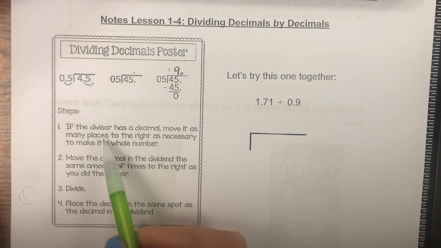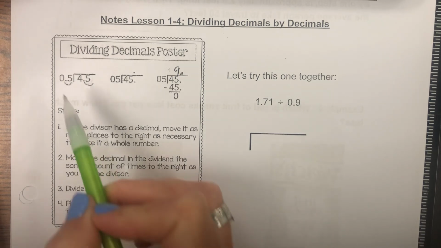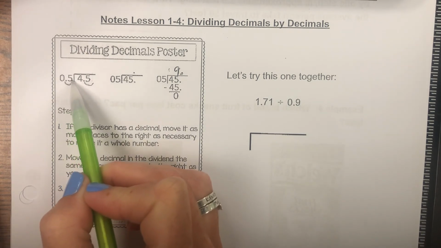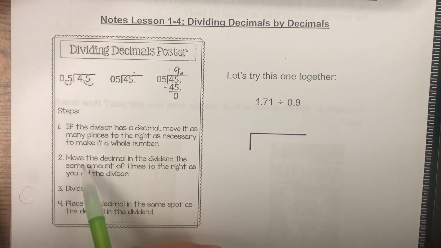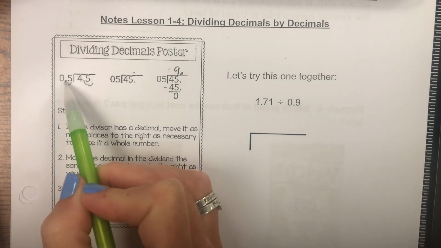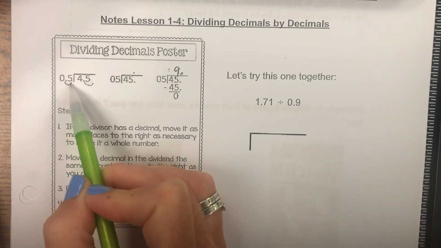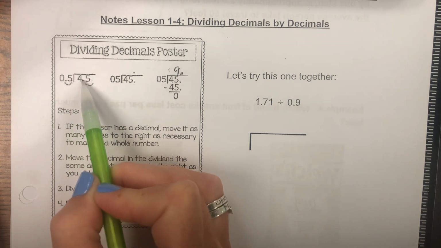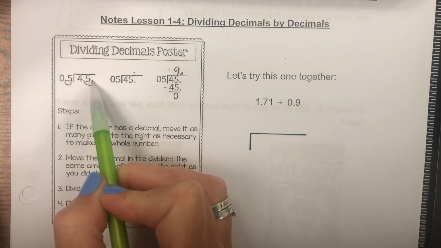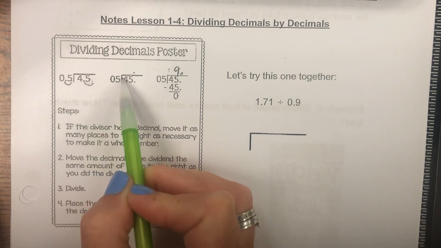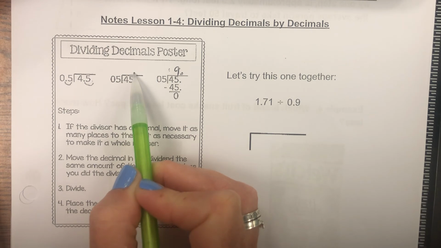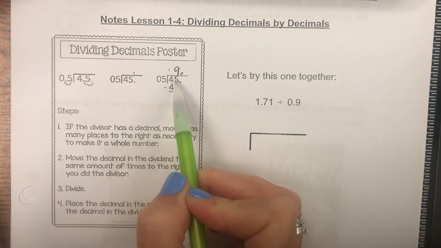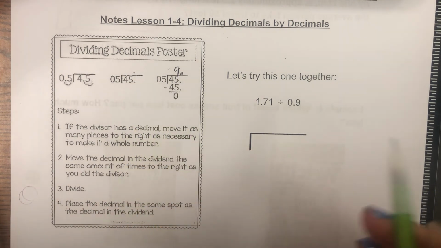It says move it as many places to the right as necessary to make it a whole number. So if I move it one time, now I have a whole number. It is 5. Now here's the key. It says move the decimal in the dividend the same amount of times to the right as you did the divisor. So since I moved it one time here in my divisor, I have to move it one time here in my dividend. So now my new problem becomes 45 divided by 5. And this is where I move my decimal to, so we put it straight up and divide like normal. 5 goes into 45 9 times.